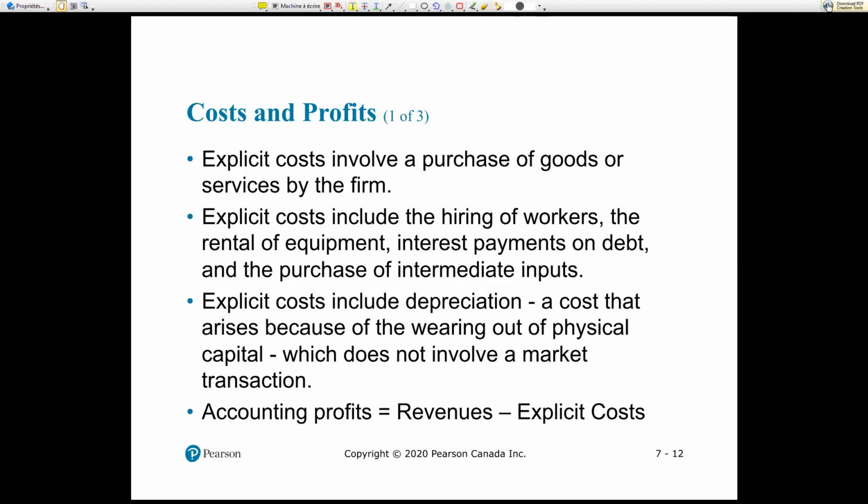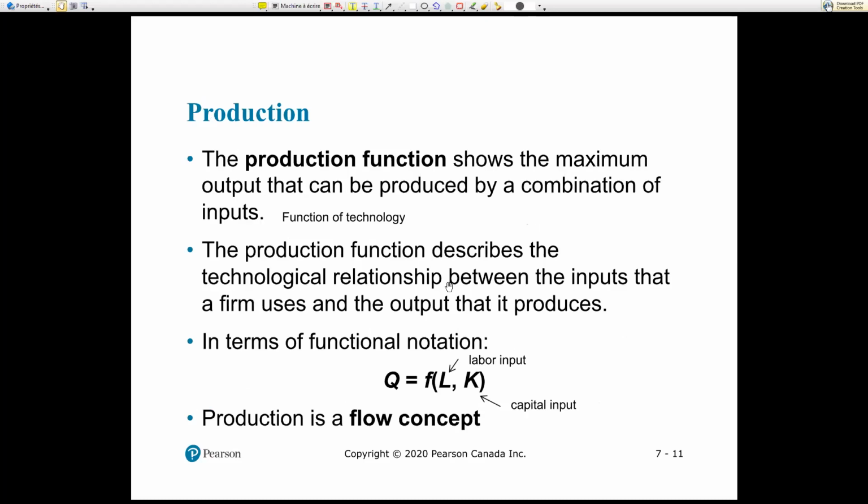So explicit costs involve purchasing goods and services for the firm. What we mean by explicit is stuff I didn't have before, so stuff I have to acquire. So hiring workers, renting equipment, interest payments on debt, purchase of intermediate inputs. So intermediate inputs would be, I didn't define it. We were defining it here.